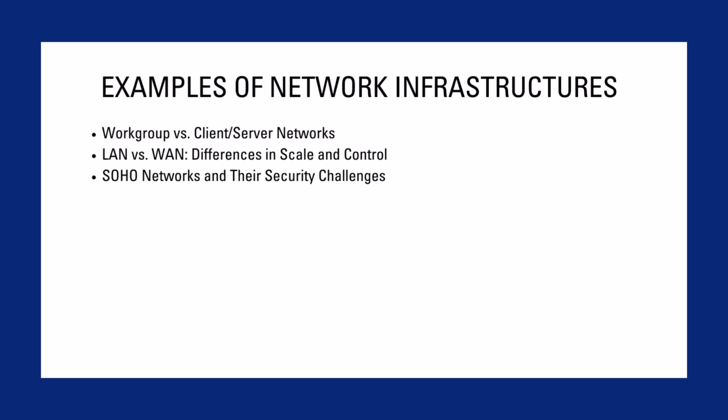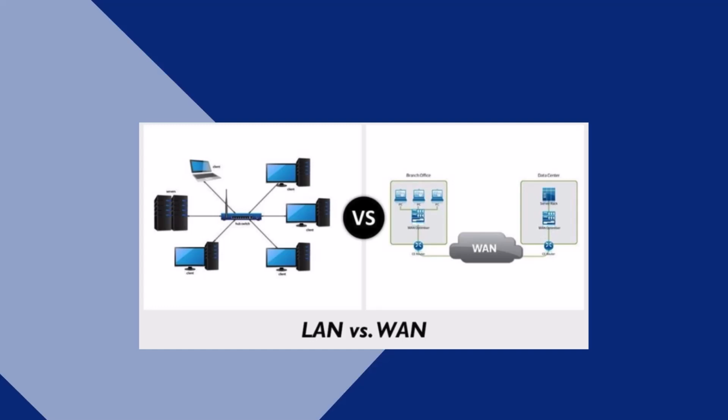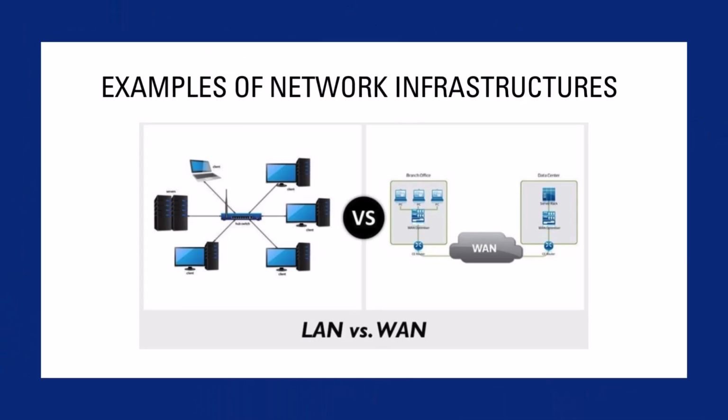Local area networks operate within a limited geographic area, typically owned by a single organization. Wide area networks span greater distances and often rely on external service providers for connectivity between locations. SOHO, which is small office home office, networks are commonly found in small businesses and present unique security challenges, such as limited resources for deploying enterprise level protection. Here's a figure that shows a LAN versus a WAN setup.